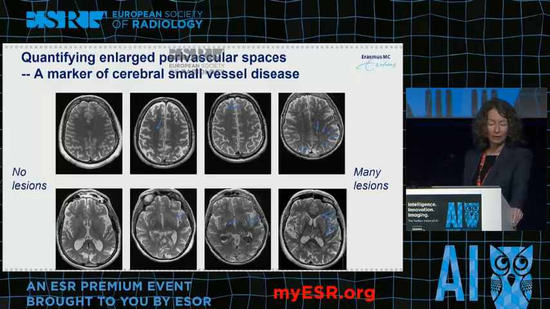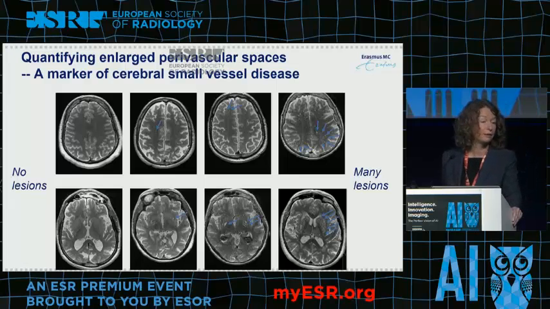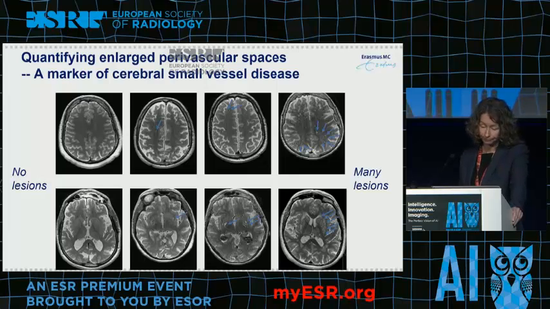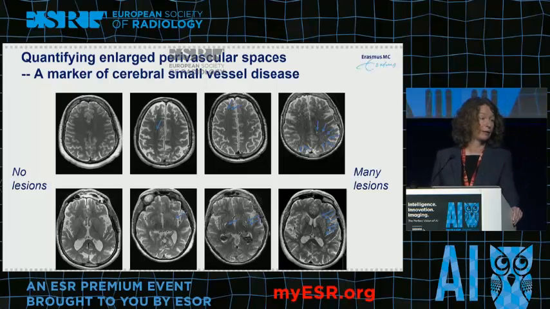One example that I want to show you about the weak labels is quantifying enlarged perivascular spaces. So you see here an example of subjects with no lesions on the left and increasing lesions towards the right. In blue, I indicated the perivascular spaces. They are basically small elongated lesions. They are bright on T2, and they're usually assessed by visual scoring.